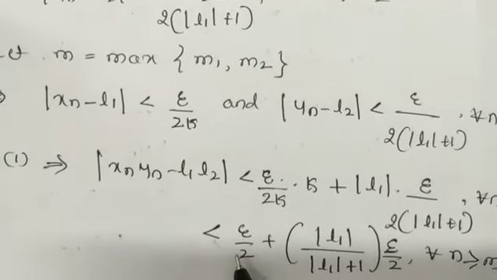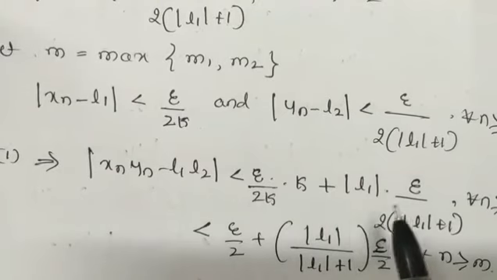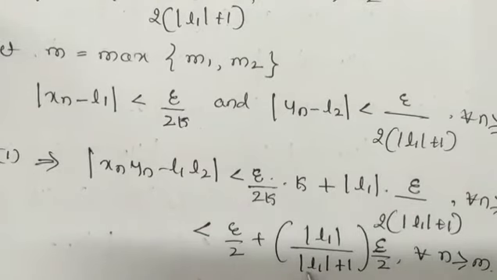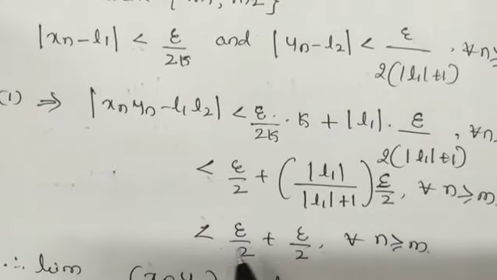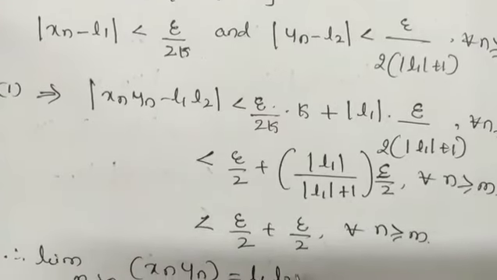So now this is less than epsilon by 2 times mod L1 divided by mod L1 plus 1, plus epsilon by 2, for all n greater than or equal to m. Just now I told you a divided by a plus 1 is always less than 1. So we can take this less than 1, which is less than epsilon by 2 also. So this is less than epsilon divided by 2 plus epsilon divided by 2 for all n greater than or equal to m.